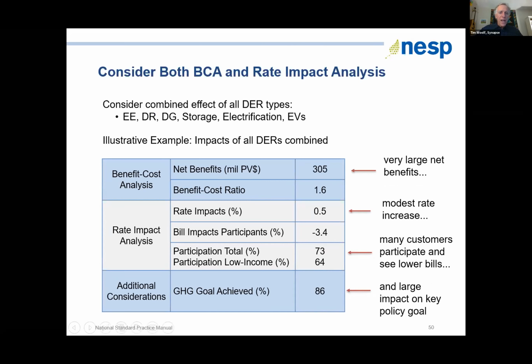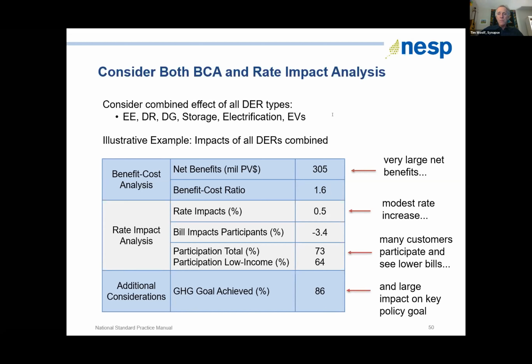So then this last slide is, okay, what if you put everything together? And in my view, this just makes the most sense because this is really what's going to affect customers, is how they affect rates and costs once they're all put into the system. And here, again, these are illustrative. You will have different results in your states.